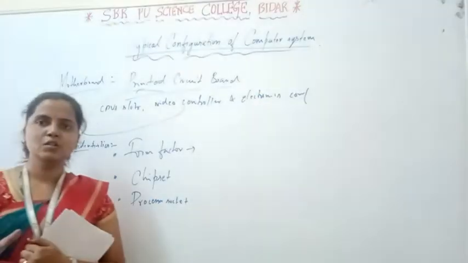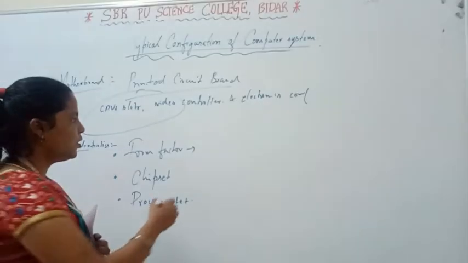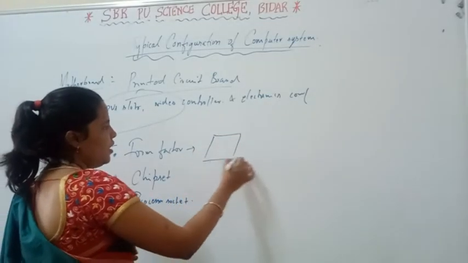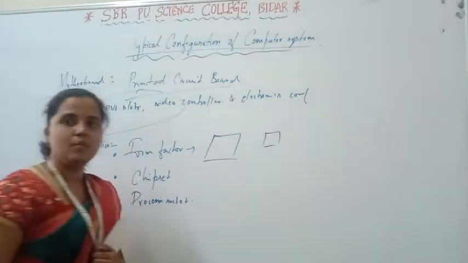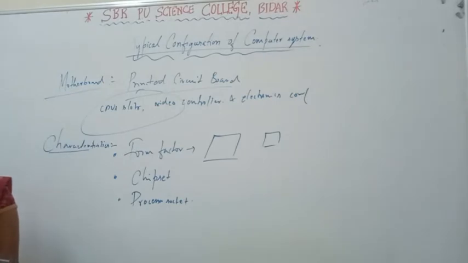See here, the form factor refers to the geometry of the motherboard. What kind of geometry it should have, whether it should be a square or cuboid. That geometry is termed as a form factor.